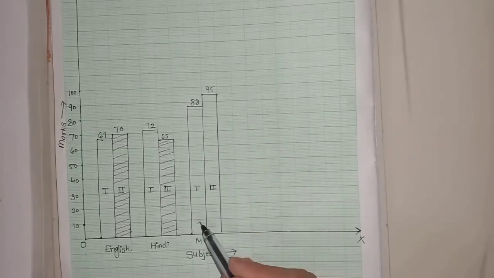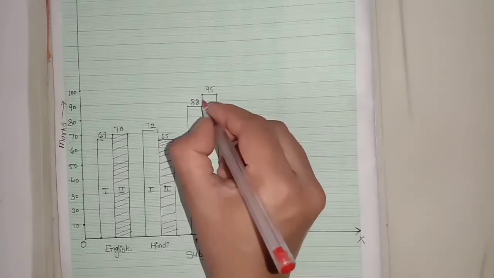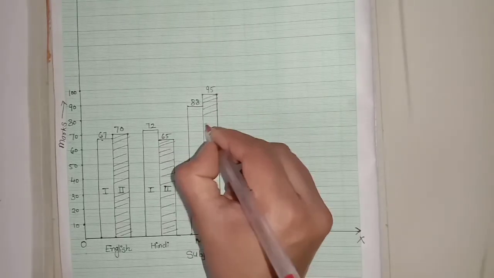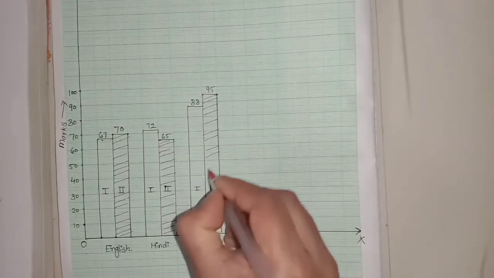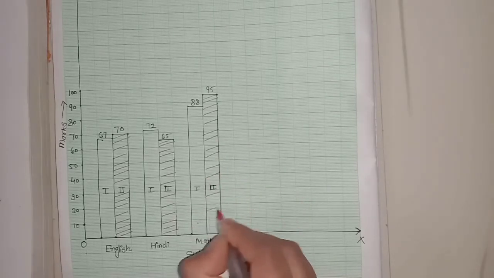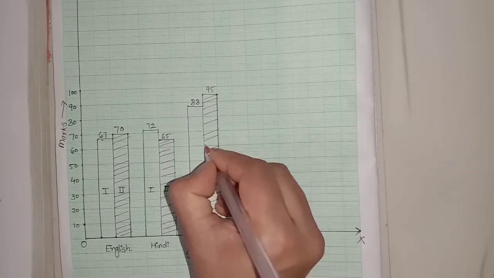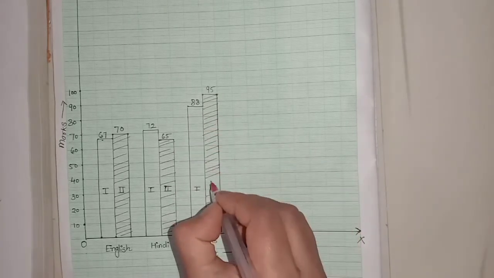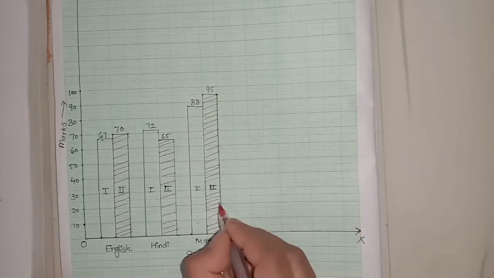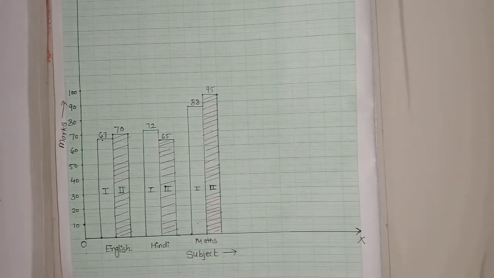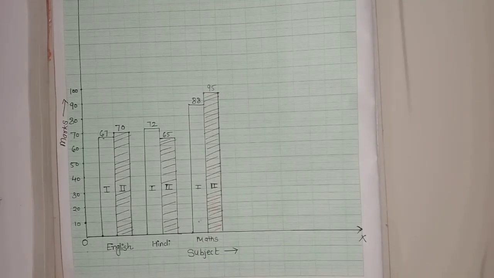this term 1 bar. So with the help of this double bar graph you can easily compare the performance of the students in term 1 and term 2 in the particular subject. So this double bar graph is very useful for comparing. Okay, now we will make for science.